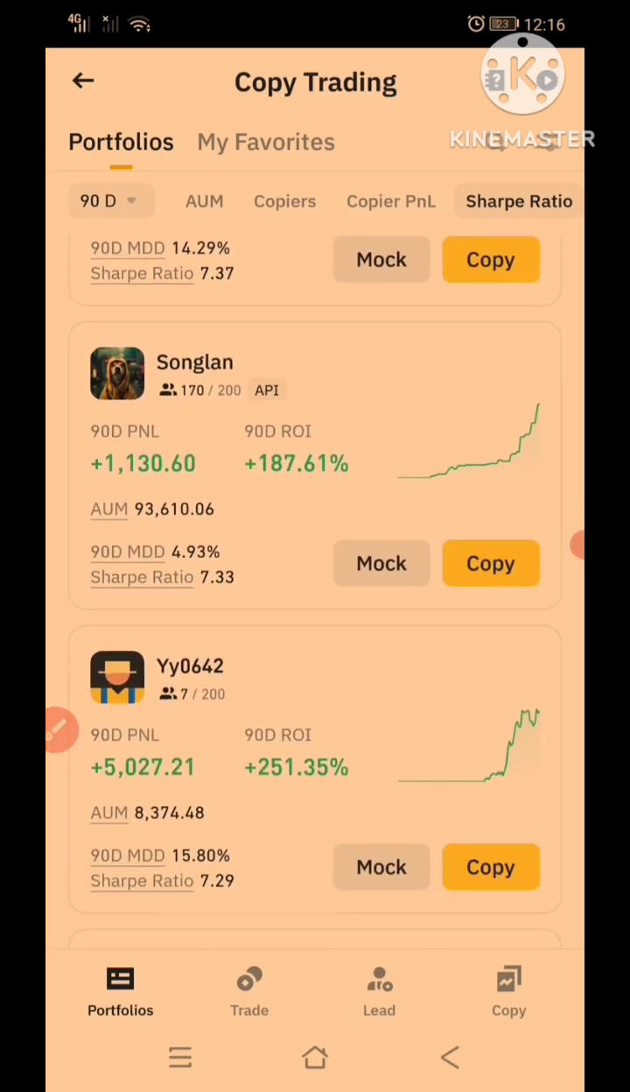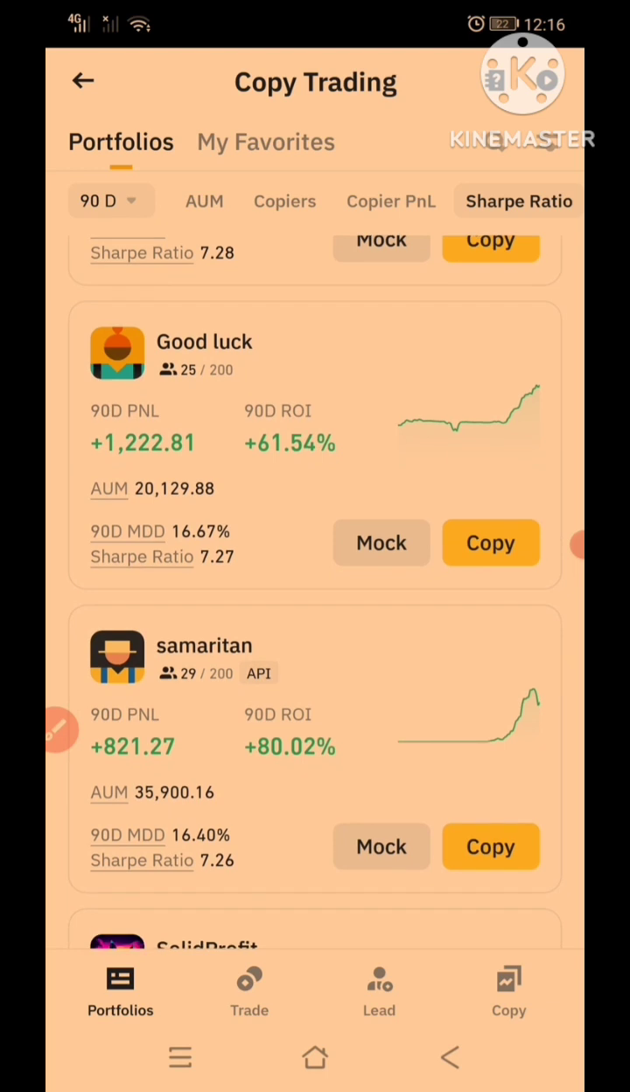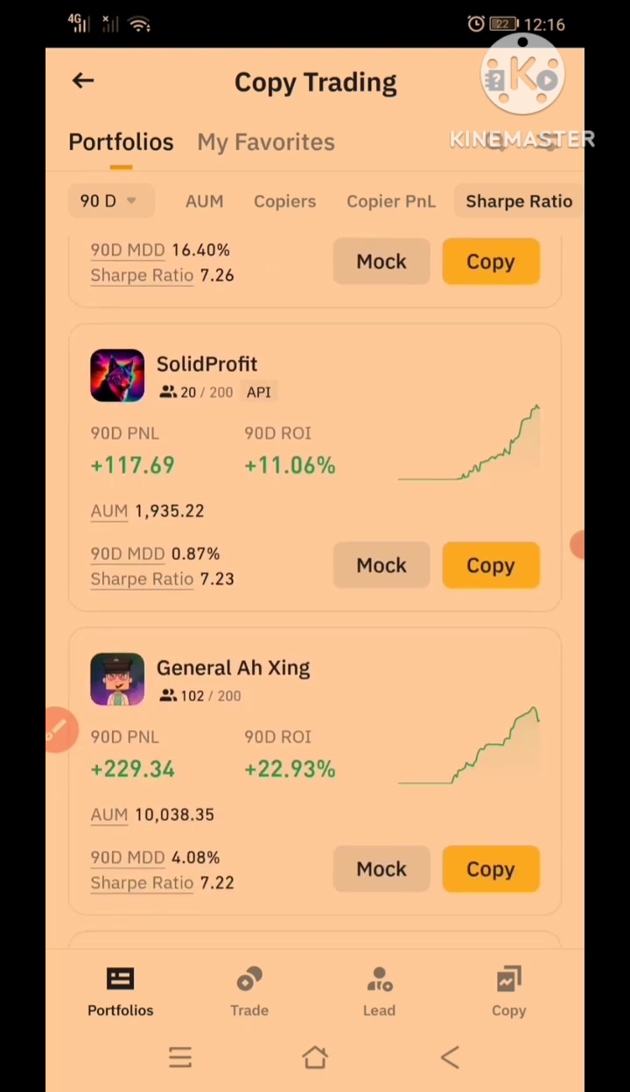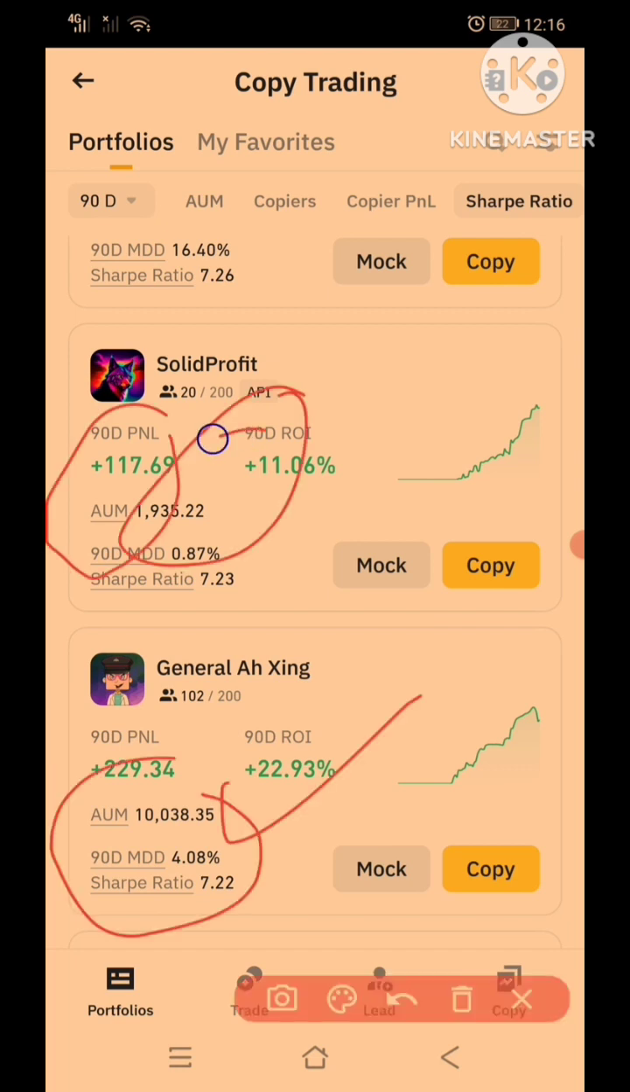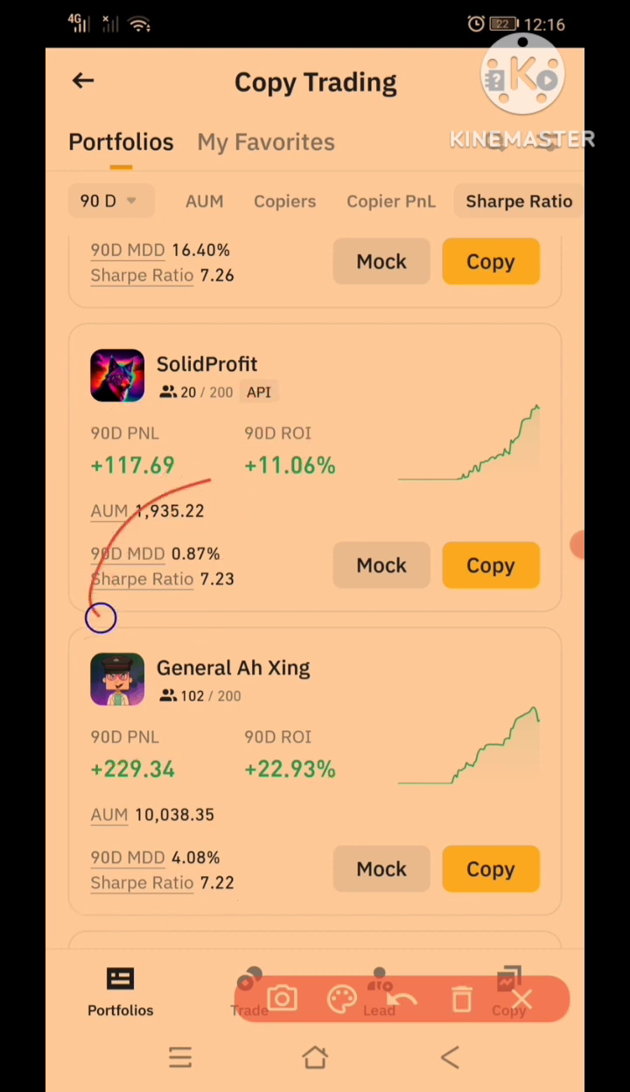Next, MDD. This one is very good. Sharpe ratio 7, MDD 0.8. Very good.